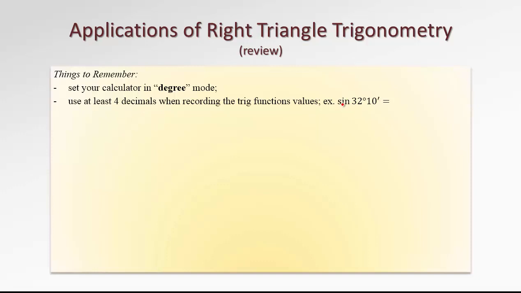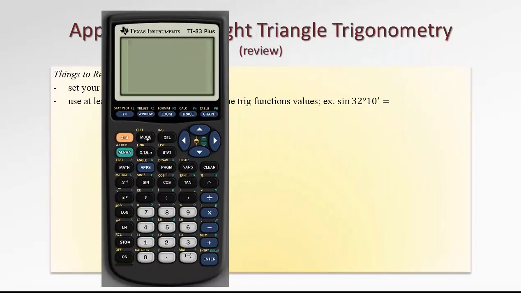For example, to find sine of 32 degrees 10 minutes using a graphing calculator TI-83+, hit the mode button and then scroll to the line radian degree and highlight the degree mode. Enter. Now we know we are in the degree mode. Let's go back, second mode, and enter sine 32 degrees. Remember, the degree sign is listed under angle. And 10 minutes. Again, under angle list, number 2 represents minutes.